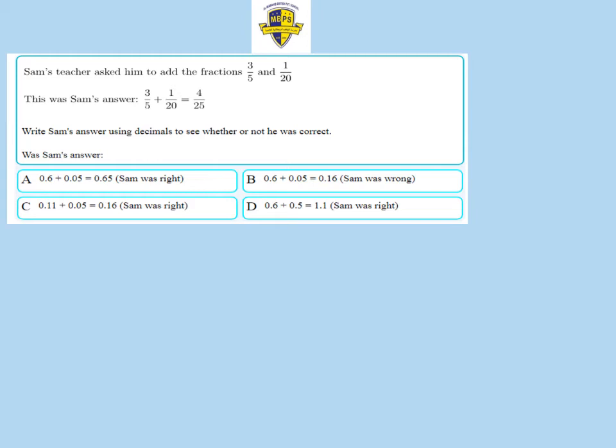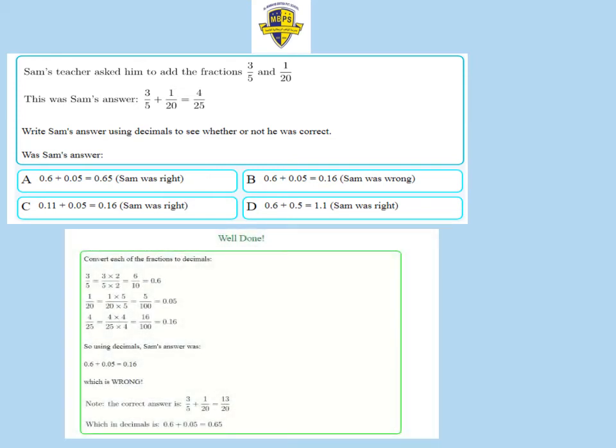So is 4 out of 25 equal to 65 out of 100? Let's check. 25 by what? Equal 100. Excellent. By 4. So 4 by 4, 16 out of 100. So the correct answer, B. He was wrong, because the answer should be 65 hundredths, not 16 hundredths.